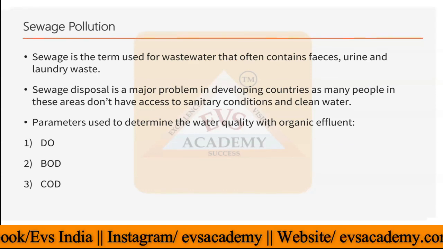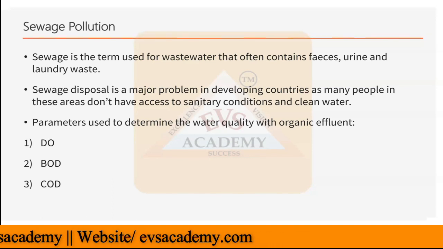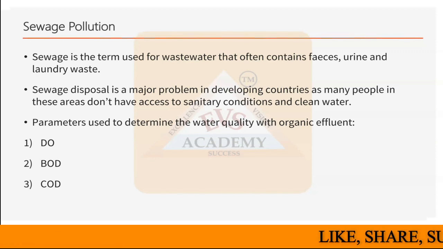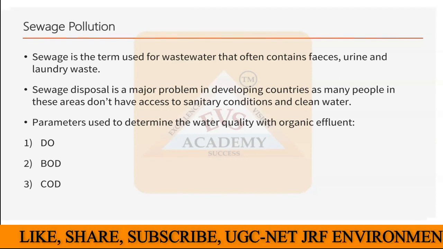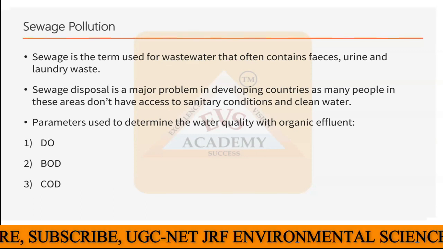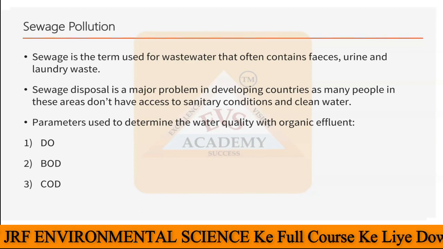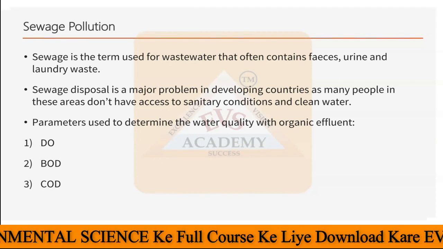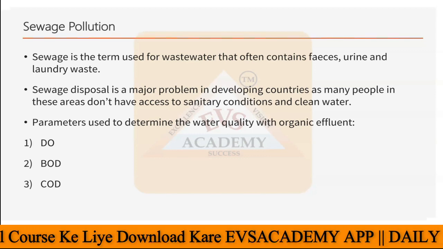Sewage disposal is a major problem in developing countries, as many people in these areas don't have access to sanitary conditions as well as clean water. So here, a few parameters are used to determine the water quality with organic effluent. The parameters which are very widely used worldwide are DO, dissolved oxygen, BOD, biological oxygen demand, and COD, chemical oxygen demand. So let's see these parameters one by one, starting with the DO.